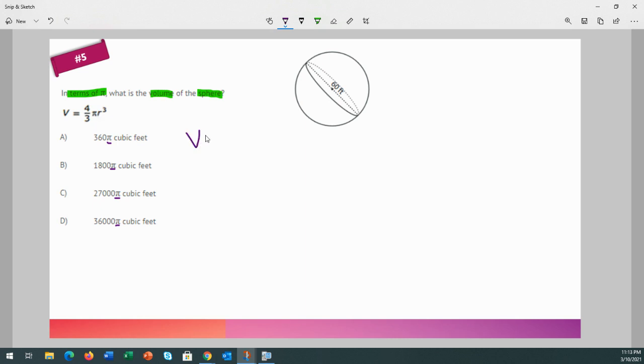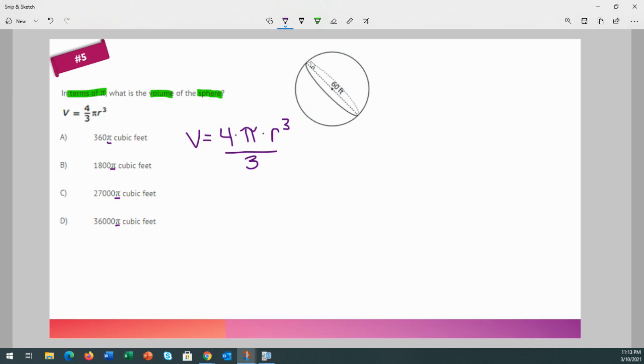So I'm going to rewrite this in a way that's easier for my brain to handle. So across the top, the numerator is 4 times pi times the radius cubed. Remember, it's cubed. All of that gets divided by 3. Okay.